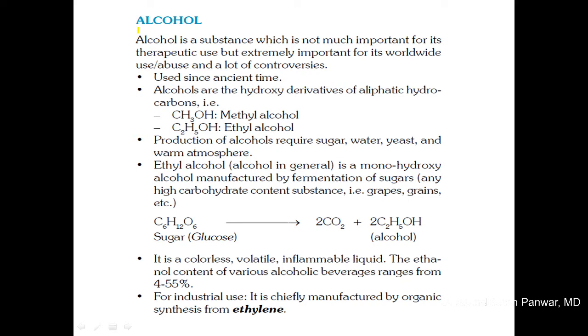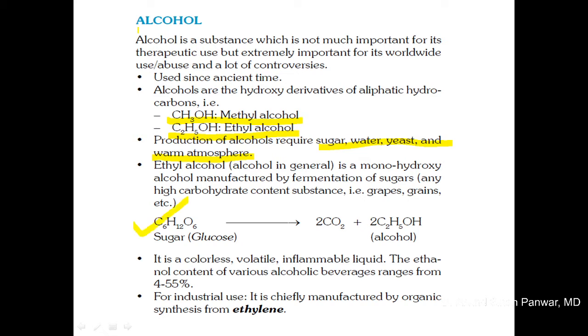Alcohols are hydroxy derivatives of aliphatic hydrocarbons. For example, CH3OH is methyl alcohol, while C2H5OH is ethyl alcohol. The production of alcohols requires sugar, water, yeast and a warm atmosphere. Ethyl alcohol, which is in general alcohol, is a monohydroxy alcohol manufactured by fermentation of sugars, or any high carbohydrate content substance, for example, grapes, grains, etc.